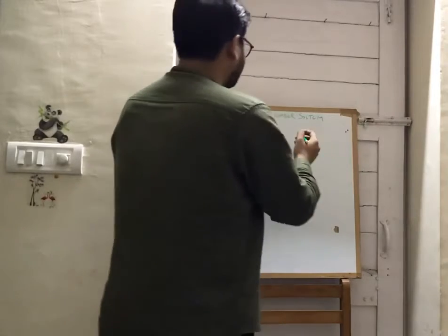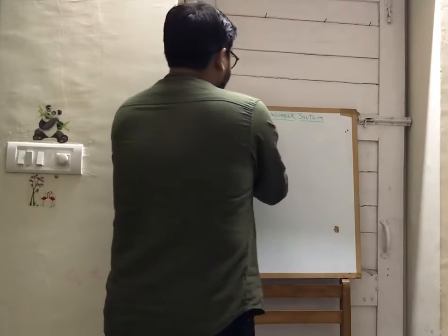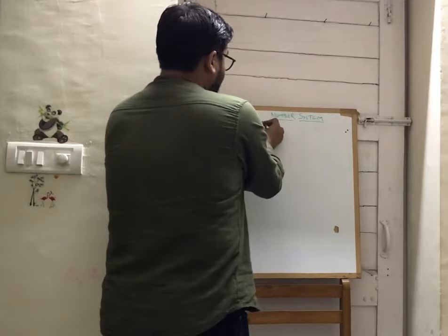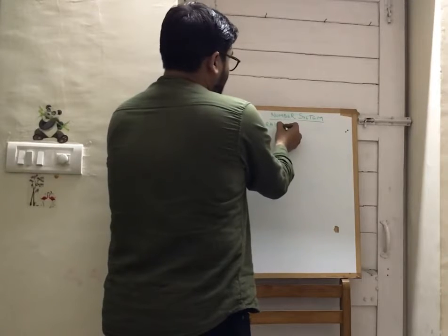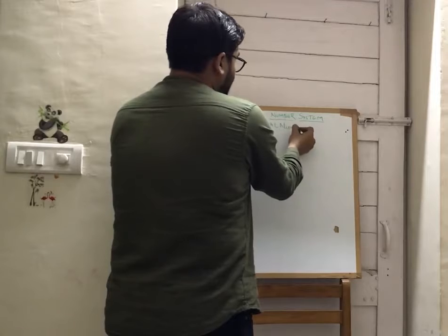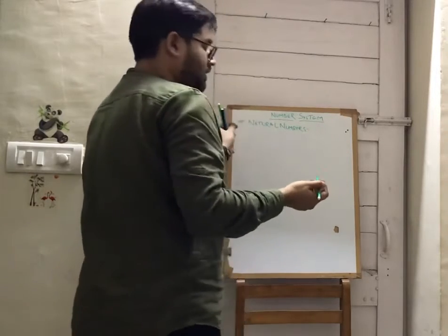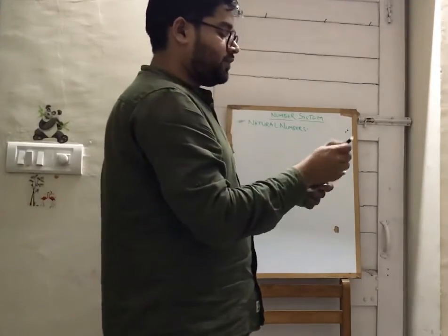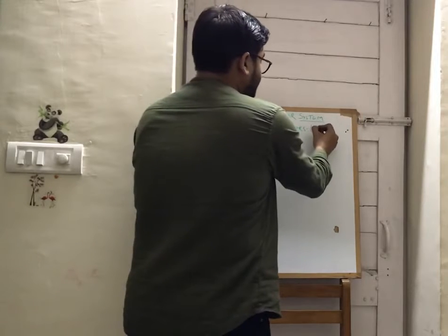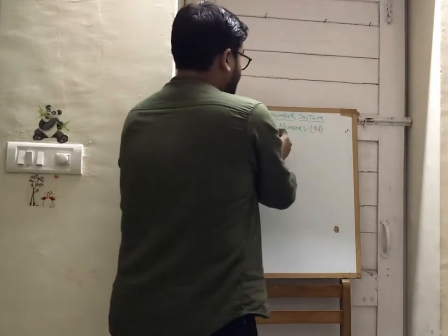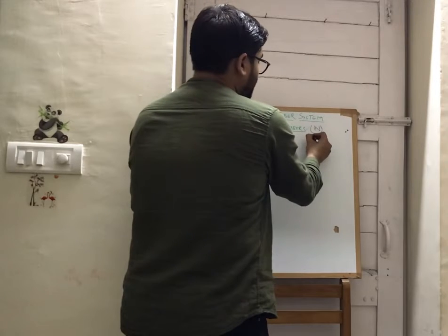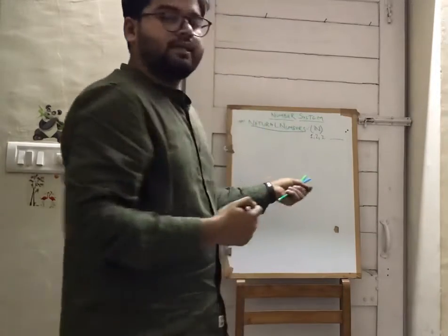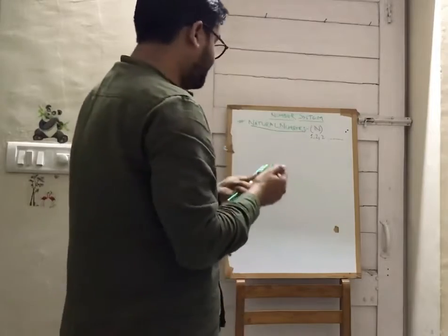Okay, so the first one, and the favorite one of everyone, is natural numbers. These are the favorite ones. Why? Because you are studying them from the first class. You love it. We denote it with the capital N. It starts from 1, after that 2, after that 3. So adding one positive number each time, it gives you 1, 2, 3 up to infinity.